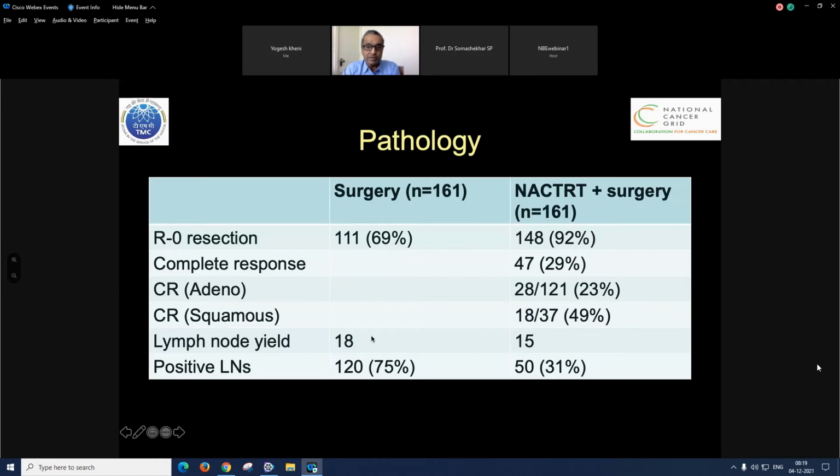The lymph nodal yield were fairly similar, slightly higher in the surgery group. Then this is something that we've noticed repeatedly. In patients whom we operate after neoadjuvant chemoradiation, the lymph nodal yield is slightly lower, probably because many of these nodes have been either sterilized or been eradicated by the chemoradiation part of it. Positive lymph nodes were, as expected, seen much more with the surgery alone arm. 75% of them had positive nodes as compared to just 31% in the neoadjuvant chemoradiation arm.